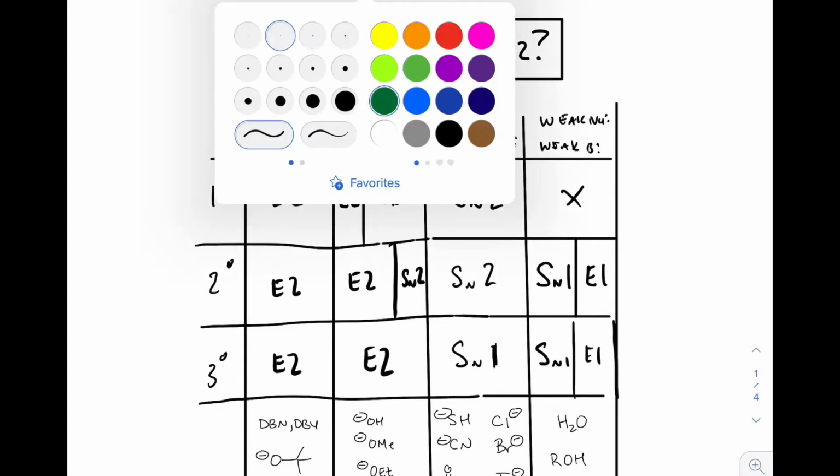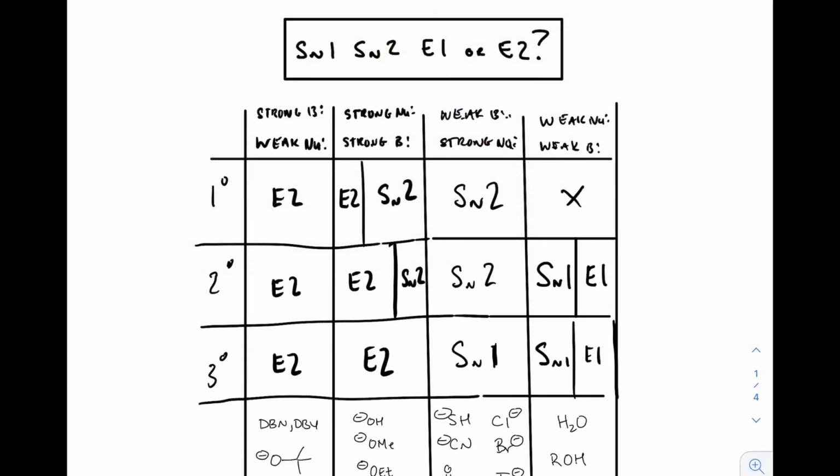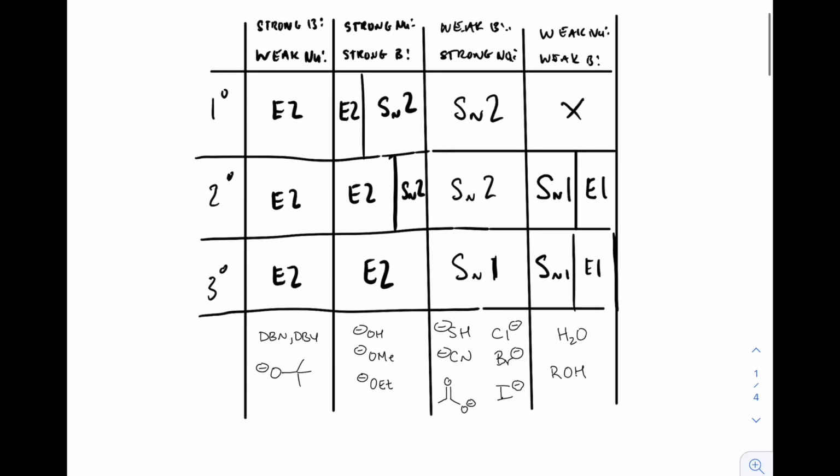Hey, check this out. I created this chart for you guys. It's to compare SN1, SN2, E1, and E2. So pause the video, take a look at it. Basically, what I did was I classified according to nucleophiles and base, right? So you could have a strong base or a weak nucleophile, or a strong nucleophile and a strong base, and then you have your different types of alkyl halides.